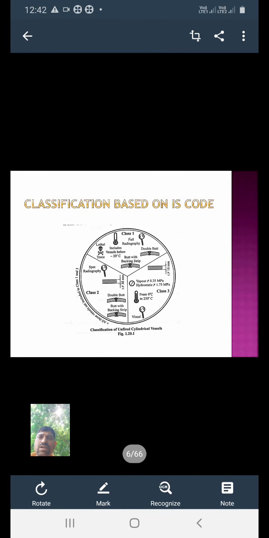Then next, the classification of the pressure vessel is based on the code. Okay, you know how to compare that. There are three classes: class 1, class 2 and class 3. Okay, in class 1, the pressure vessel that contains certain contents is included in the class 1 vessel.